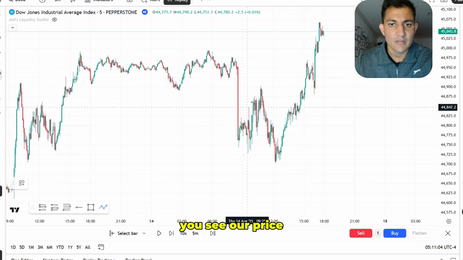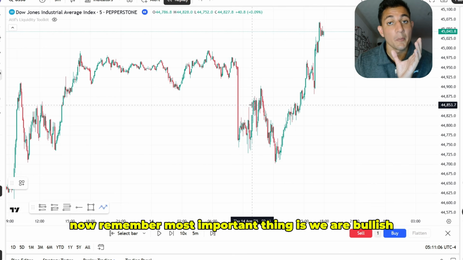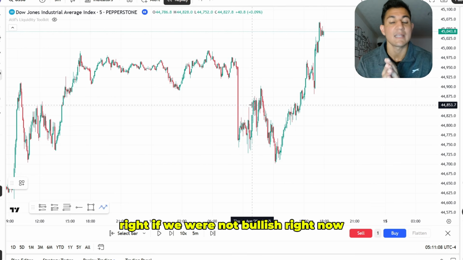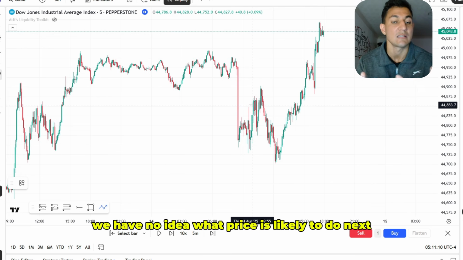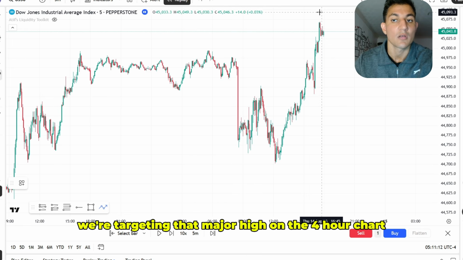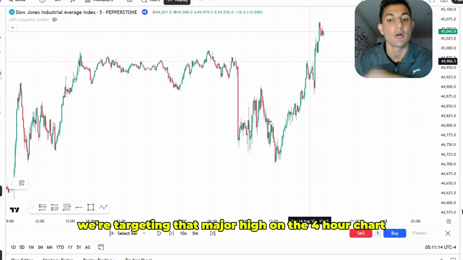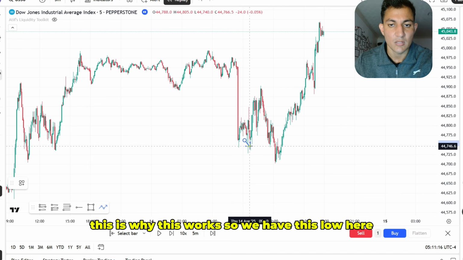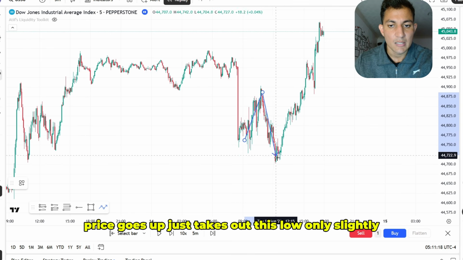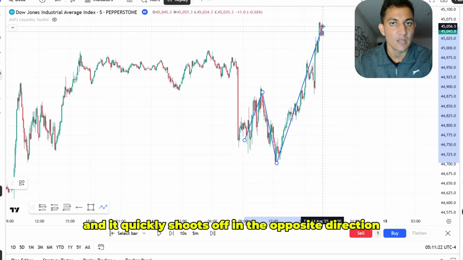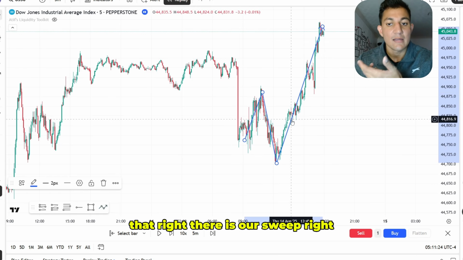You see our price. Now remember, the most important thing is we are bullish, right? If we were not bullish right now, we'd be gambling. We have no idea what price is likely to do next. But because we're bullish and we know we're targeting that major high on the 4 hour chart, this is why this works. So we have this low here, price goes up, just takes out this low, only slightly, and then quickly shoots off in the opposite direction. That right there is our sweep.